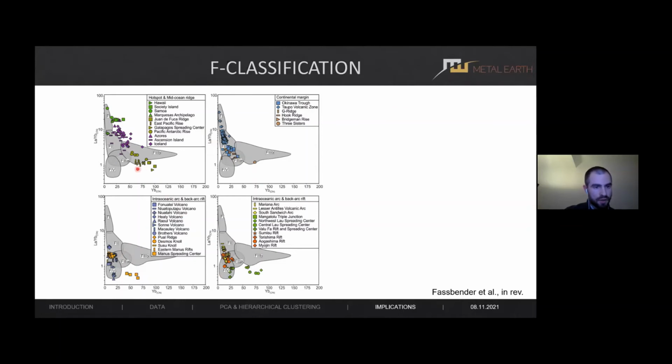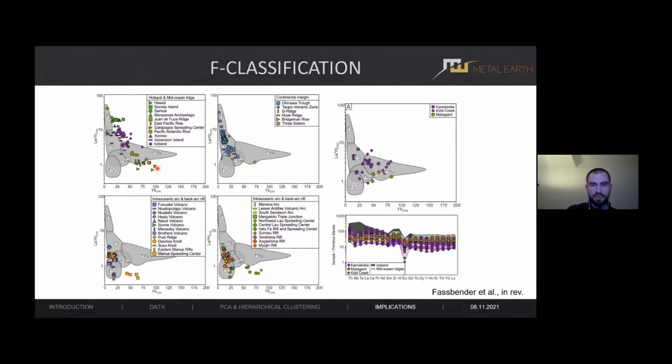However, those mid-ocean ridge rocks and mid-ocean ridge-like rocks are plotting close to or even within the F3B array. And I want to mention again that this HREE-enriched signature is very strongly tied to alkaline environments. So for example, here we have a few samples from Kamiskotia, Matagami, and Kidd Creek, and all of them plot close to or within that array.